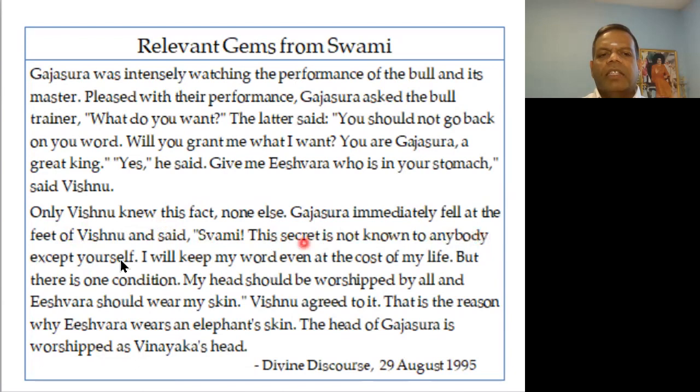Gajasura immediately fell at the feet of Vishnu and said, "Swami, this secret is not known to anybody except yourself. I will keep my word even at the cost of my life. But there is one condition. My head should be worshipped by all and Ishvara should wear my skin." Vishnu agreed to it. That is the reason why Ishvara wears the elephant skin. The head of Gajasura is worshipped as Vinayaka's head.